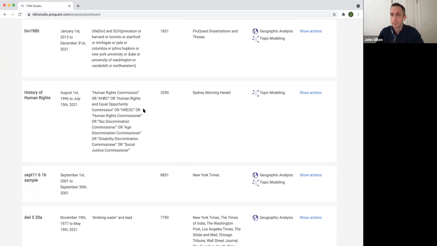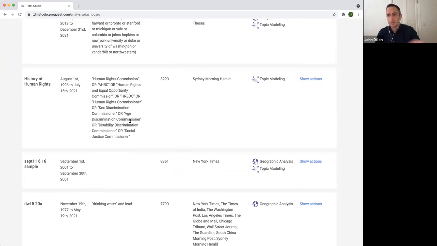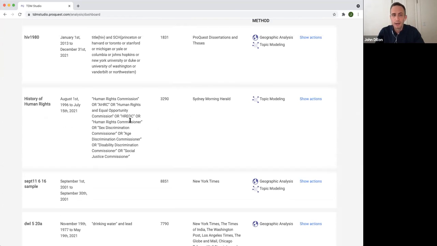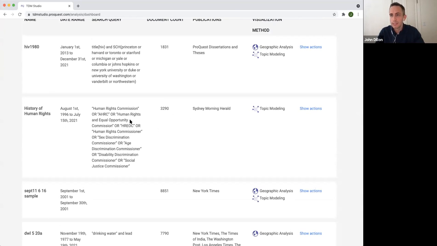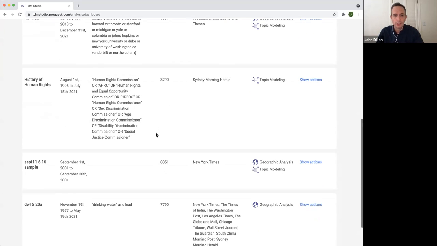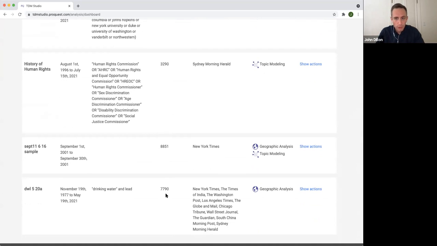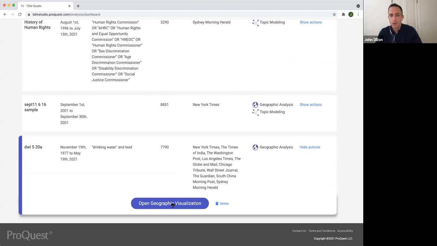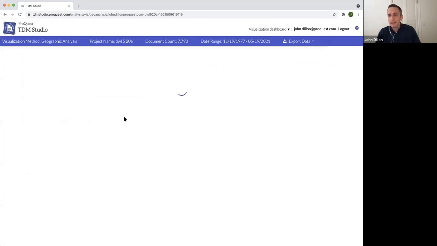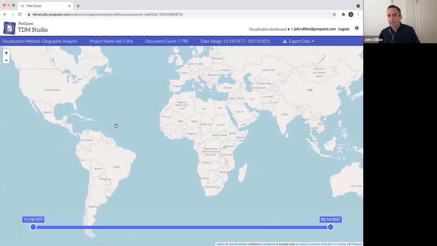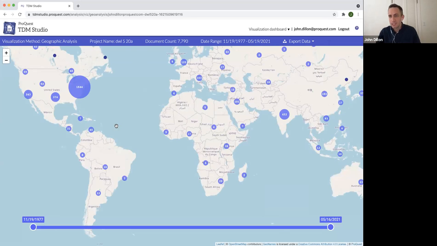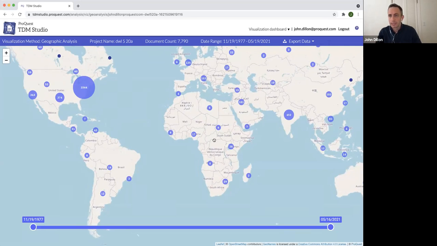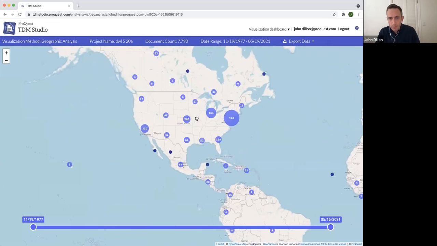You can actually see here, just to loop back to Alexandra's presentation, this is the History of Human Rights corpus. This was another corpus that was used alongside the LGBT rights data set in conjunction with it. And basically you had students creating geographic visualizations on topics that were of interest to them. So it could be any sort of topic. This particular one is looking at drinking water and lead, which is interesting.